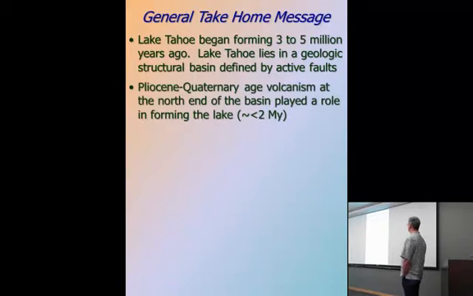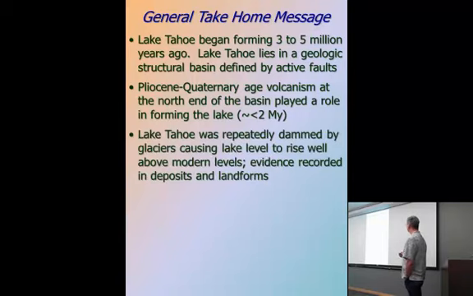Okay, here are these big words. Pliocene Quaternary Age. This just means the last few million years of Earth history. Volcanism played a role in forming the lake. Throughout its more recent history, during the Pleistocene, which is basically the last couple million years, Tahoe was repeatedly dammed by glaciers. It caused the lake levels to rise. There'd be outbursts, and the lake would drain. But anyway, we have evidence for lake levels well above the modern level that we see today.